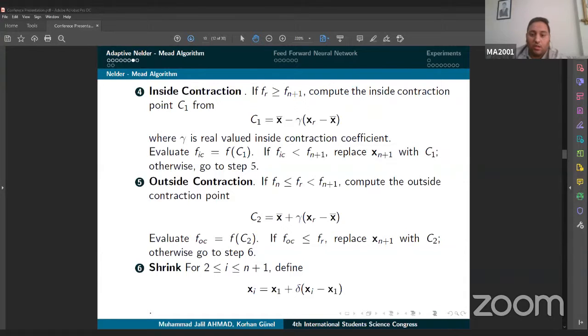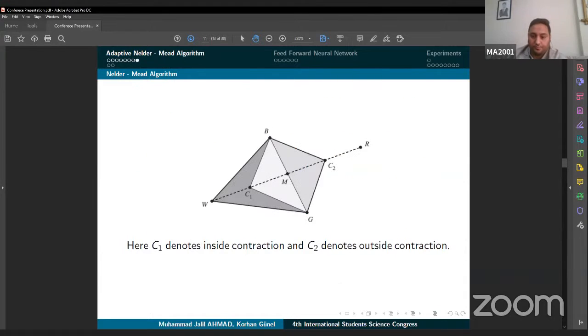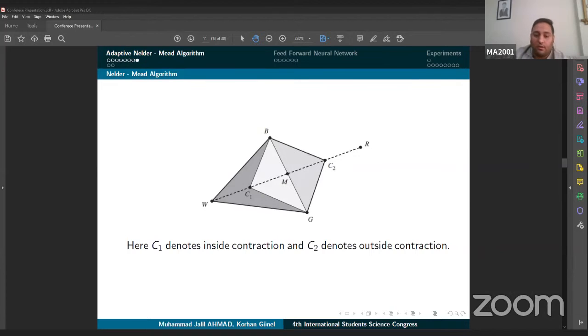So again, let me give you an example in R2. First, we reflected our vertex and we get this R point. Then we expanded, but we couldn't find the point we were looking for. So first, we outside contracted and we find the C2 point. And the inside contraction will give us the point C1. So this is how the standard Nelder-Mead algorithm works.